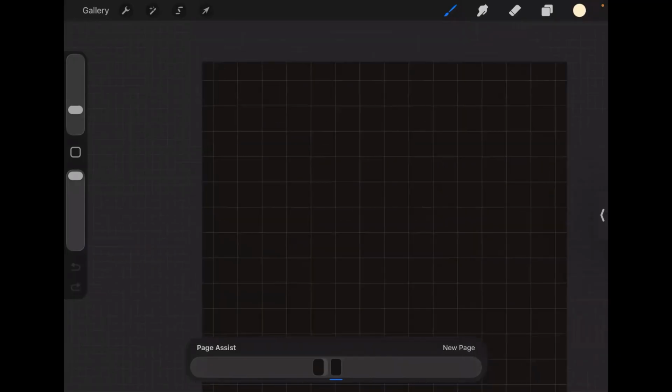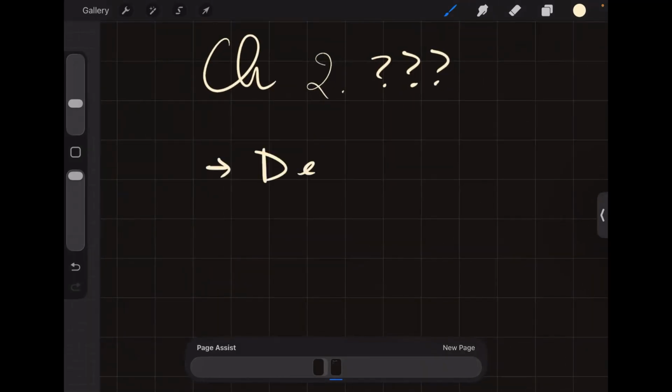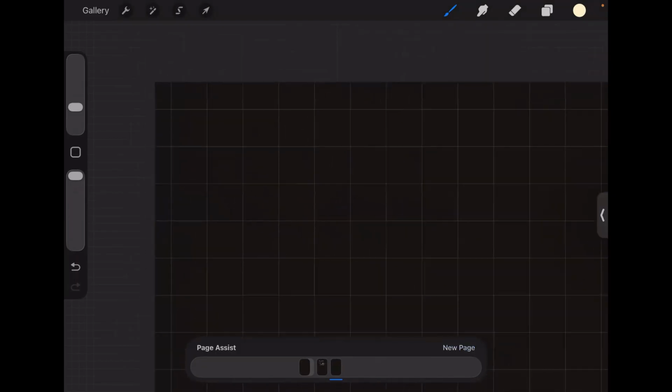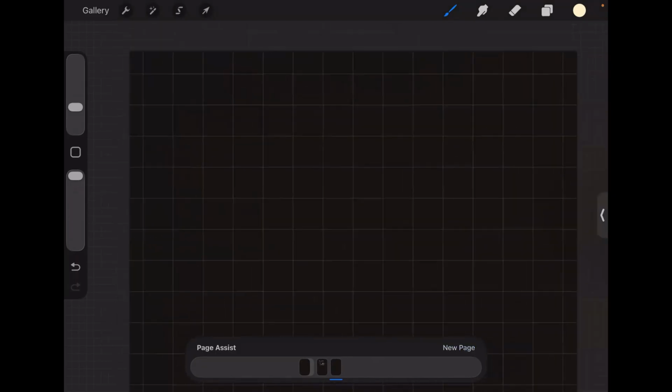So, friends, today we'll be doing chapter 2 some or other. The important part here is we're going to be looking at the derivative graphs in relation to the function graphs. Okay, so actually no definition, this is just kind of a vibes thing, so we're just going to get into it. If you guys remember, functions have a couple of interesting things in the graph.